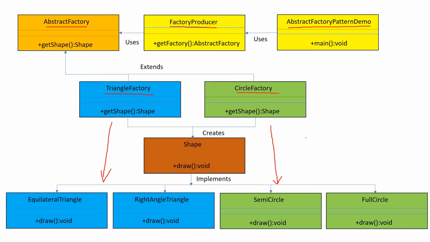If you see how these blocks are interconnected, my driver code is going to use this factory producer, and this is going to return basically an abstract factory. It has a method called get factory. Now in this get factory, this abstract factory is going to get the shape, and how this abstract factory is going to use this triangle factory and circle factory to get the different shapes by using this interface, we are going to see. So let's move into the code and see how we can achieve these things.